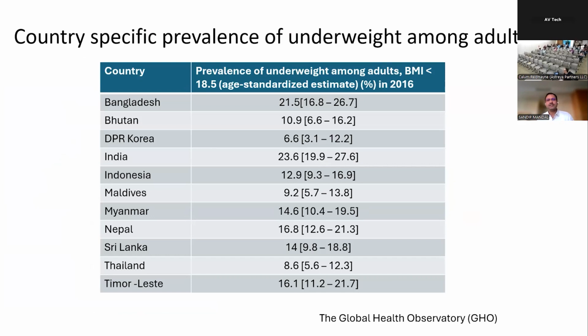For the prevalence of underweight among adults, we got the data from the Global Health Observatory, but we have some doubts. For example, for DPR Korea, it suggests that 6.6% have low BMI. I don't know how believable this is, but we use these data sets to model the impact of nutritional support for all these 11 countries. For India, it shows that 23.6% have low BMI, less than 18.5.